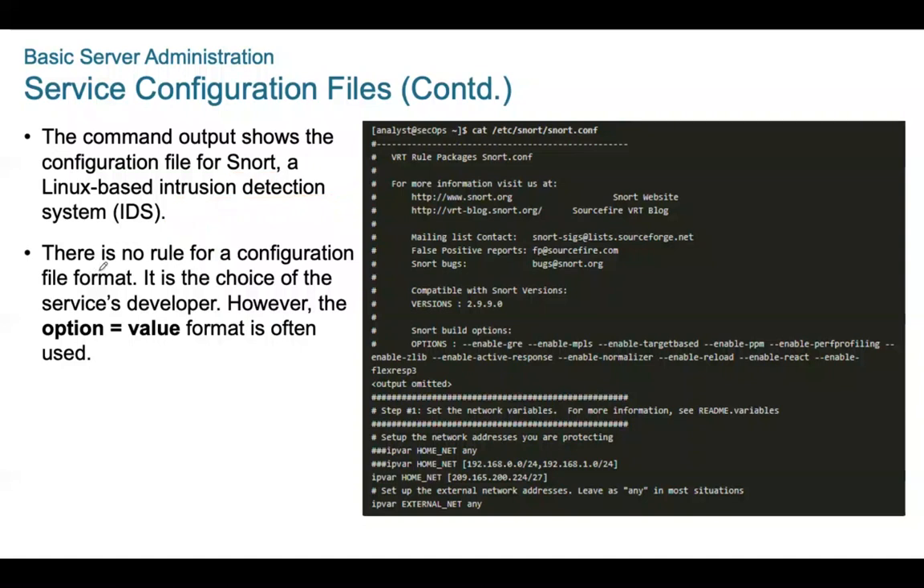There is no rule for the format of this configuration file. It is the choice of the service developer. However, the option equals value format is open to use with Snort. That means if you want to allow only HTTP on your server, then you can give the option equals value, where for HTTP we use the port number 80. So it allows only the HTTP traffic into the network.